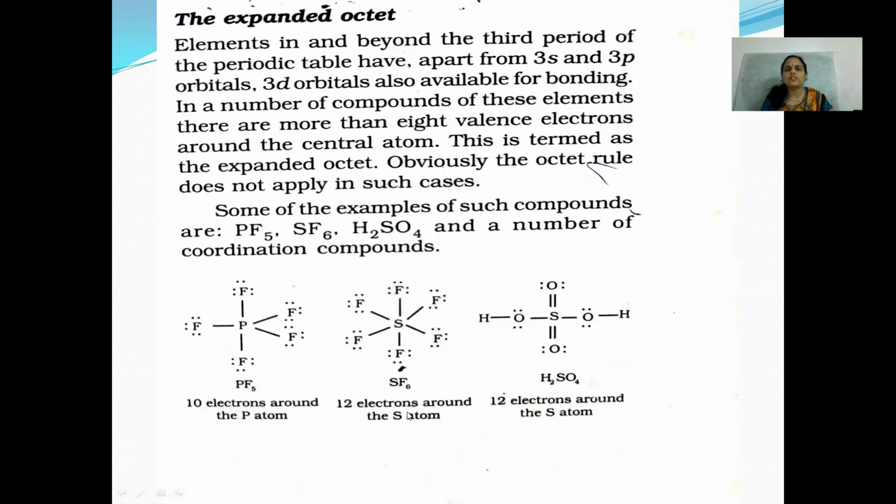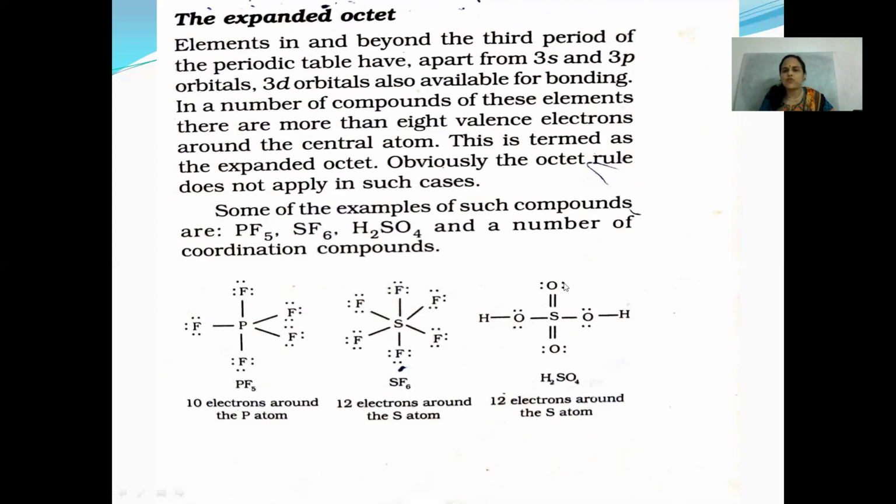The third limitation is the expanded octet. So here in this expanded octet, I give you examples: PF5 phosphorus pentafluoride, SF6 sulfur hexafluoride, and H2SO4. You can see phosphorus has 5 electrons in its outermost shell, and as a result, on sharing, you can see 10 electrons are present around the phosphorus atom. Similarly, in the case of sulfur, sulfur has 6 valence electrons in its outermost shell, and 12 electrons are present around the sulfur atom.